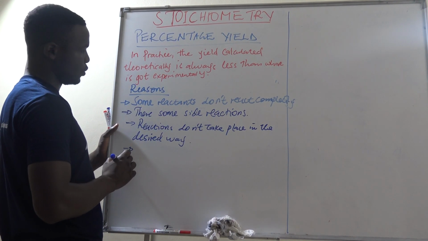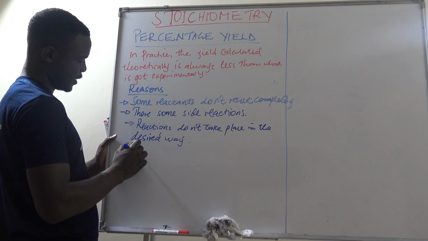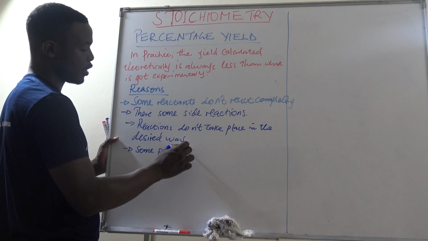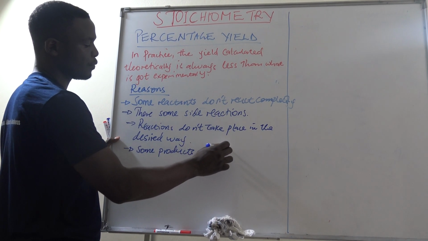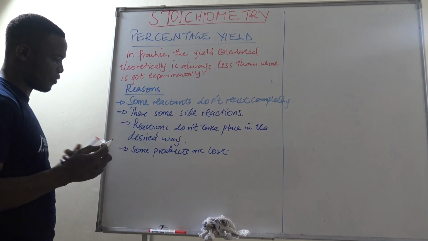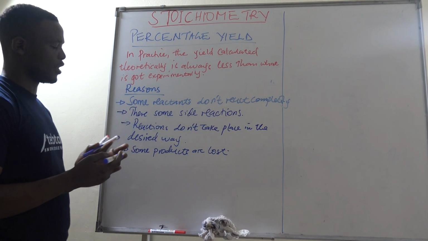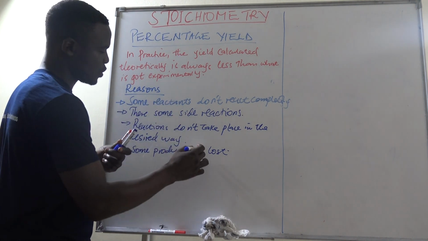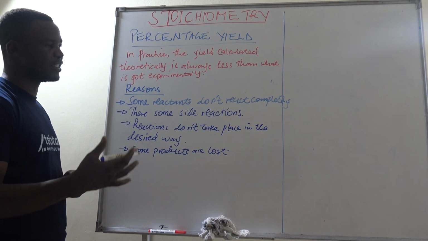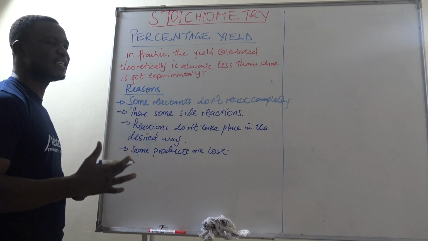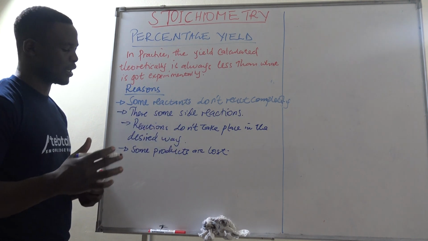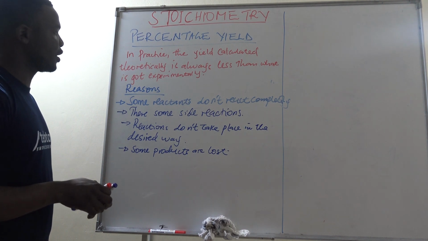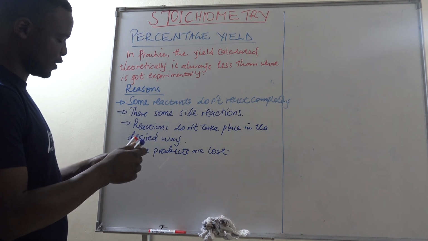Then another reason that leads to less yield is that some products are lost. For example, if we have gaseous products, there is a possibility of the gas escaping and then we lose it. Now if we have lost part of the product, it means that the yield we are getting in the end is less than what we expected to get if all things were ideal. Now, having looked at this, how do we calculate percentage yield?